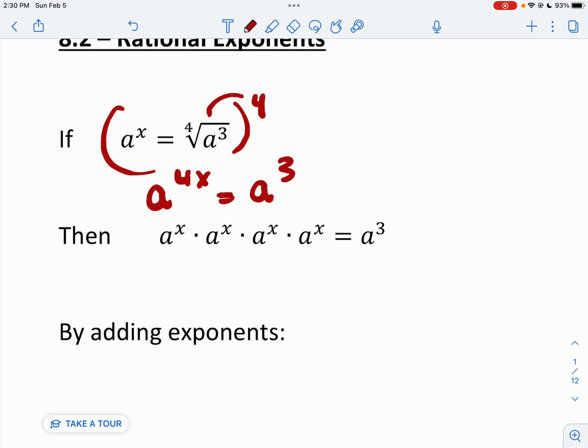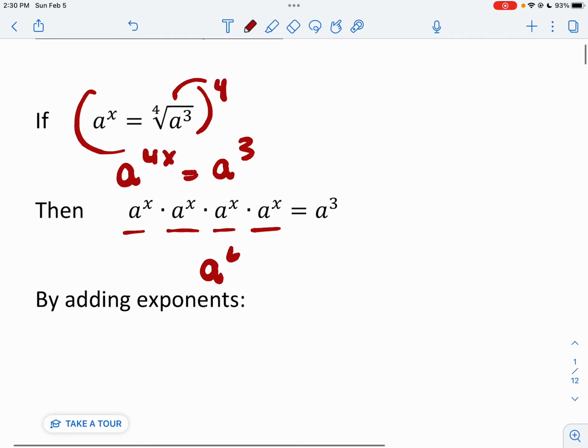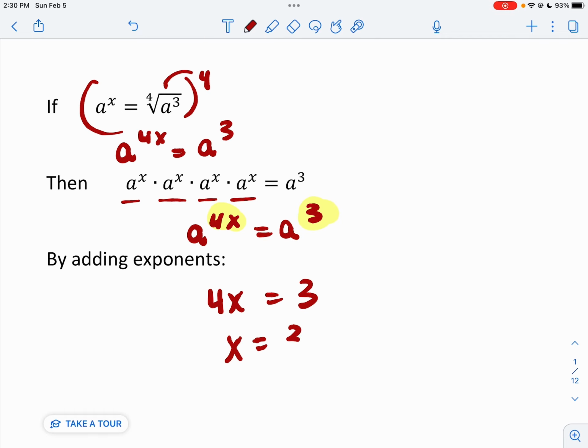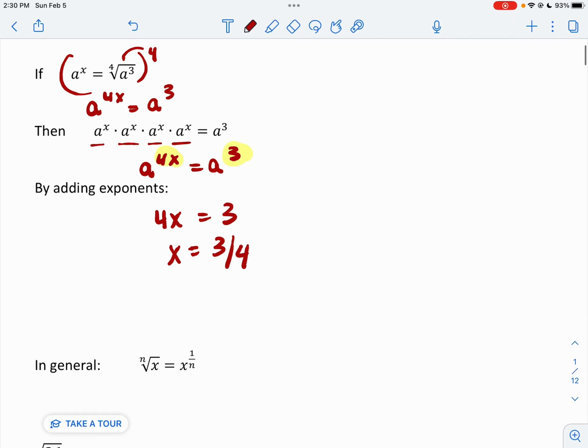Well, a to the 4x is equal to a to the x times a to the x times a to the x times a to the x, because you could add those exponents, and that's equal to a to the third. So a to the 4x would be equal to a to the third. The only way that these could be equal, if they have the same base, would be if their exponents were equal to each other. And so therefore, x is equal to 3 over 4. So that's like a little mini proof to show that if you have a raised to the power of 3 and you're taking its fourth root, that is the same thing as a to the power of 3/4.